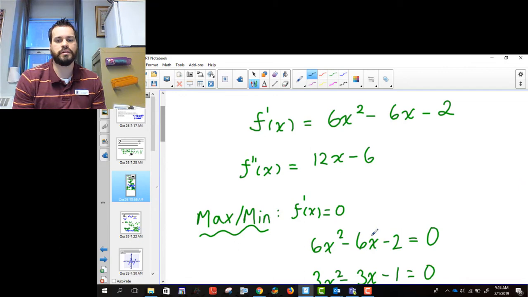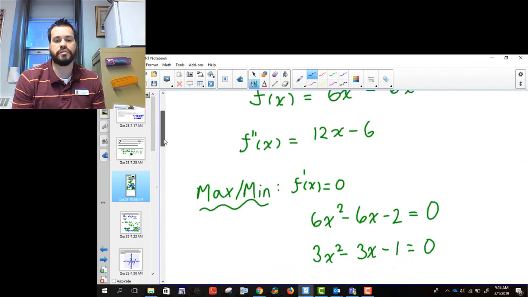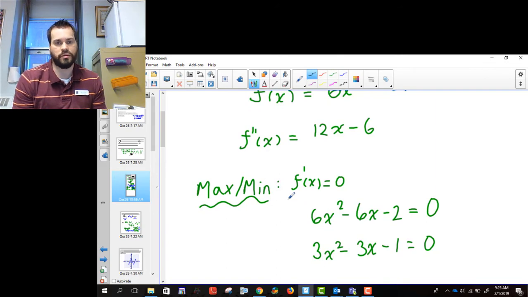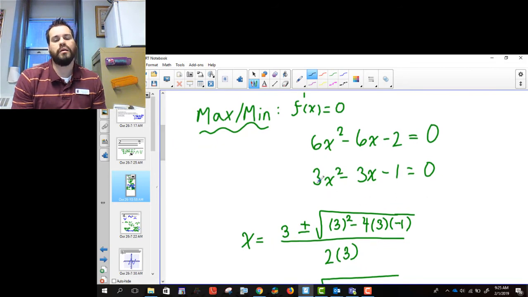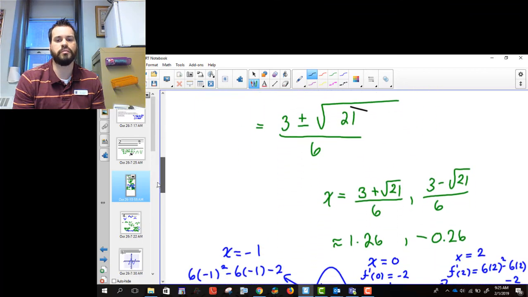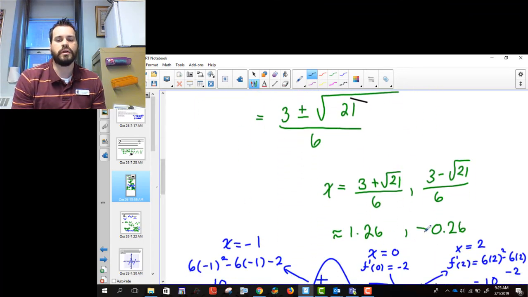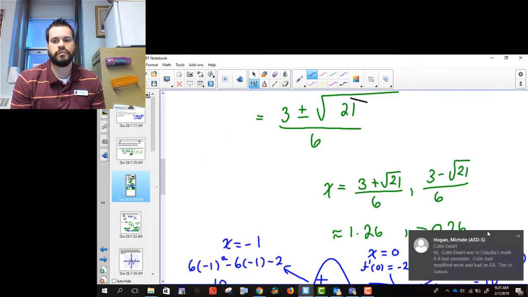So I take 6x squared minus 6x minus 2 equals 0, and I try to solve it. The first thing I'm going to do is divide by 2 because they're all divisible by 2. So that's easy. And then I'm going to try to factor it if I can. You can't, so you put them into the quadratic formula. And I'm not going to go through that. You know how to use the quadratic formula. But basically, you end up with two numbers. Okay? 1.26 and negative 0.26. All right?